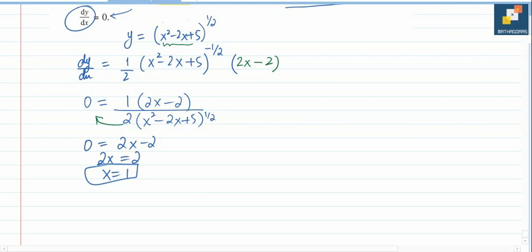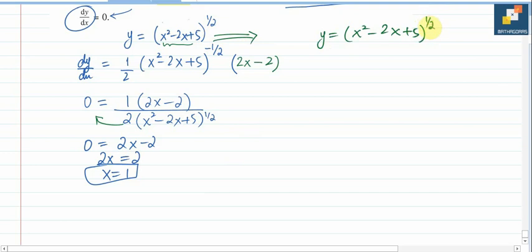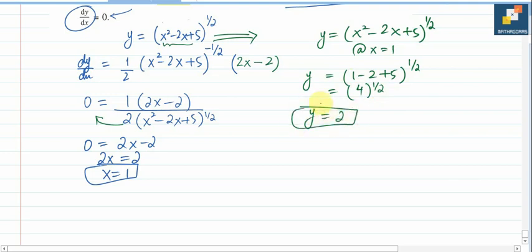That is the coordinate of x, but not the final answer because we don't know the value of y. For y, we are using this equation y equals x square minus 2x plus 5 with the power of 1 upon 2. The value of x is 1, so at x equals 1, y equals 1 minus 2 plus 5 with the power of 1 upon 2. So 1 minus 2 leads to minus 1. Minus 1 plus 5 is 4, power 1 upon 2. So y is 2. So the final answer for the coordinates is 1, comma 2. That is your final answer.